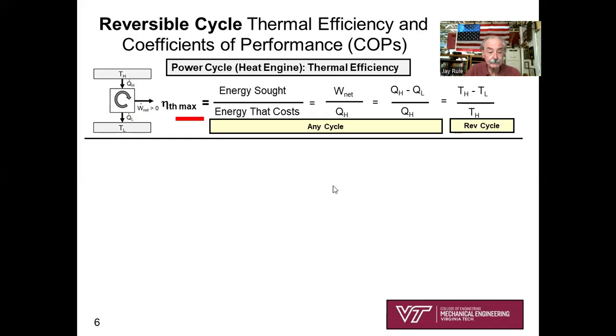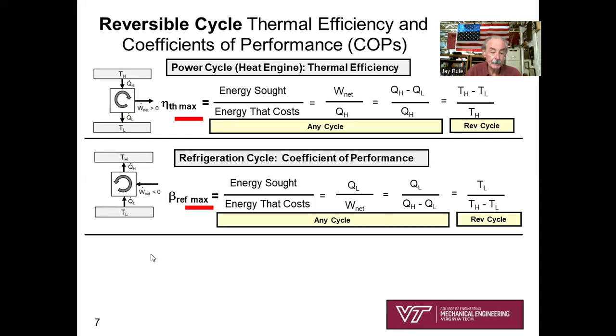But for a reversible cycle, this over here is true. Very powerful. Next, refrigerator. Refrigeration cycle, energy sought over the energy that costs. Don't need to drag you through the details, do I? We've got QL over QH minus QL. That's true for any cycle. I remember that temperature and heat transfer relationship for a reversible cycle to get the maximum possible, the best coefficient of performance for a refrigerator is TL divided by TH minus TL. Now you've got a number. You've got a maximum possible number.